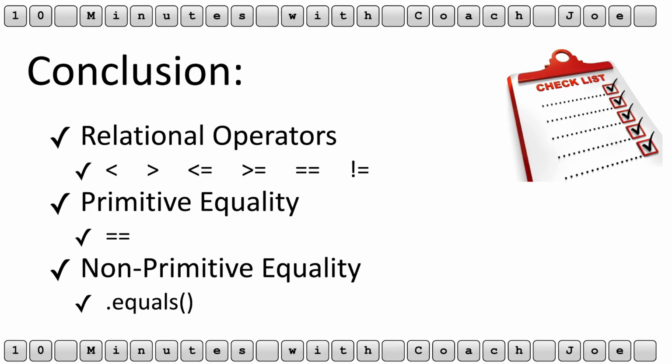You should now have a better understanding of the 6 relational operators: less than, greater than, less than or equal to, greater than or equal to, along with equal to and not equal to. You also learned that when testing for equality, a primitive will use the double equals and a non-primitive will use the dot equals method. In the next lesson, we will discuss logical operators.